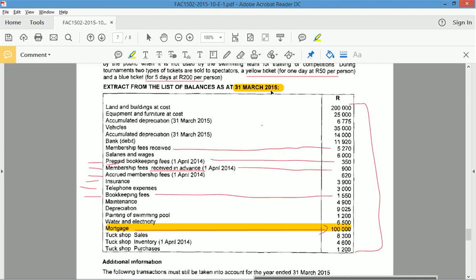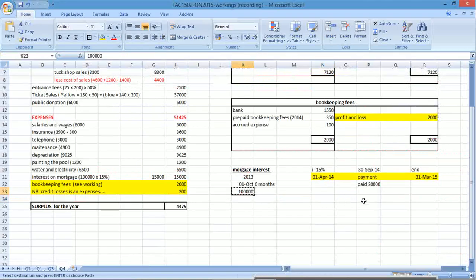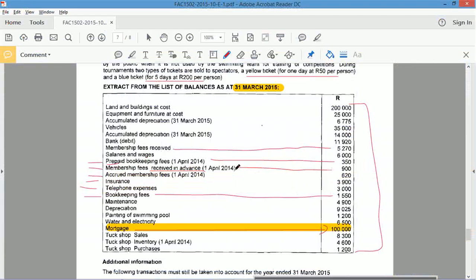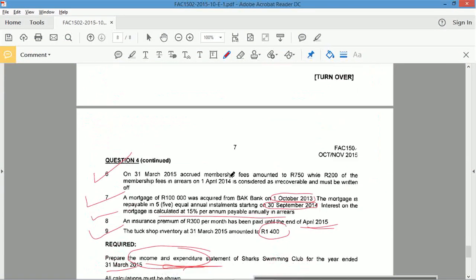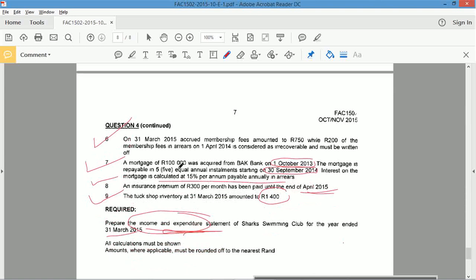31 March 2015. Okay, so 2015 was there. Right, so we actually didn't take out a 100,000 Rand loan. The 100,000 Rand loan was a mortgage of 100,000. So that's the current mortgage. Okay, so currently the mortgage is 100,000.